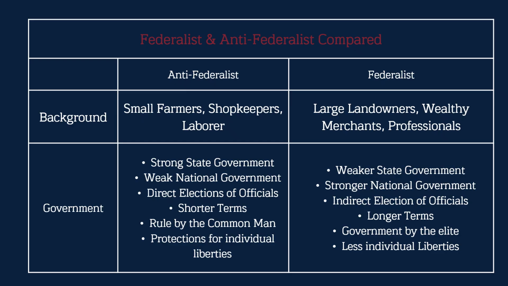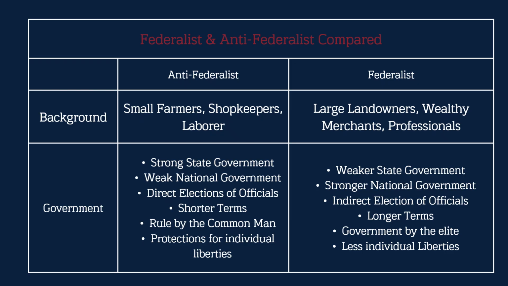Now, comparing Anti-Federalists, those that were against the federal government, mostly small farmers, shopkeepers, laborers. They wanted stronger state governments, a weaker national government. They wanted direct elections, so everyone votes and they choose those people. Shorter terms, they wanted rules for the common man and protect individual liberties.